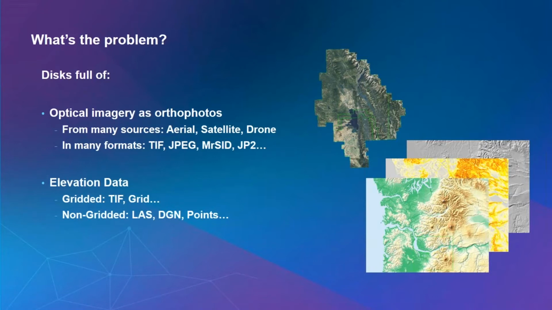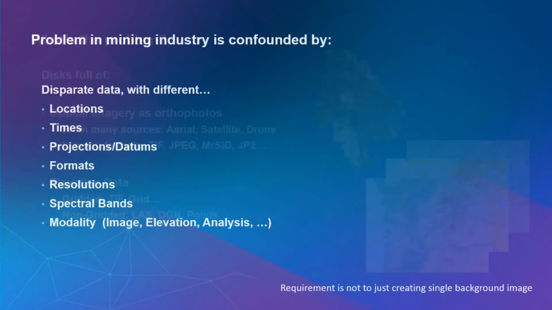There's also a lot of elevation data, and that elevation data is coming as gridded data, things like TIFF files or grid files, but you also have a lot of elevation data in non-gridded data, things like LAS files or point clouds, DGN files, DWG files, point files, and those also need to become accessible.